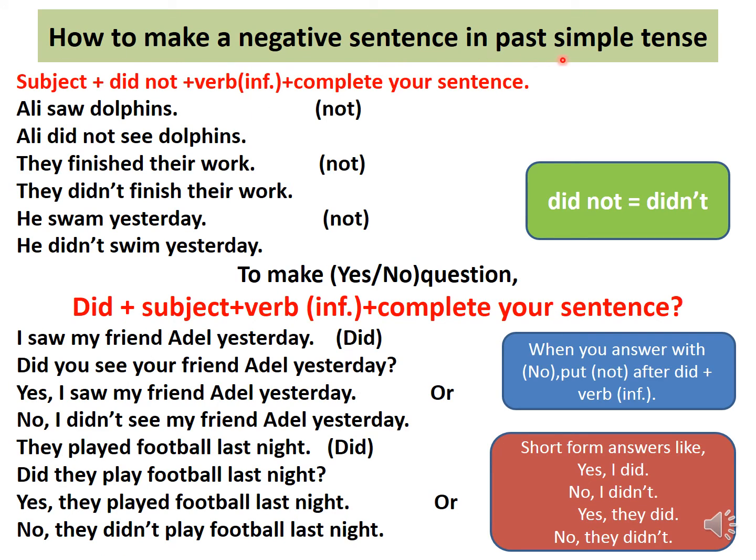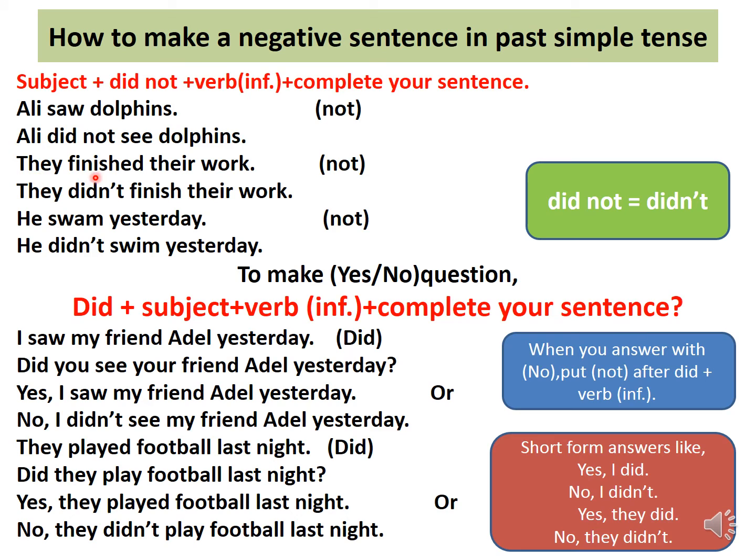How to make a negative sentence in past simple tense? Just start with the subject, then did not, then put your verb in infinitive, then complete your sentence. Example, Ali saw dolphins. Don't forget that we changed see to saw. The present is see, so the past is saw. If you want to use not, it will be Ali didn't, did not, see dolphins. Because after didn't, you put the verb in infinitive.